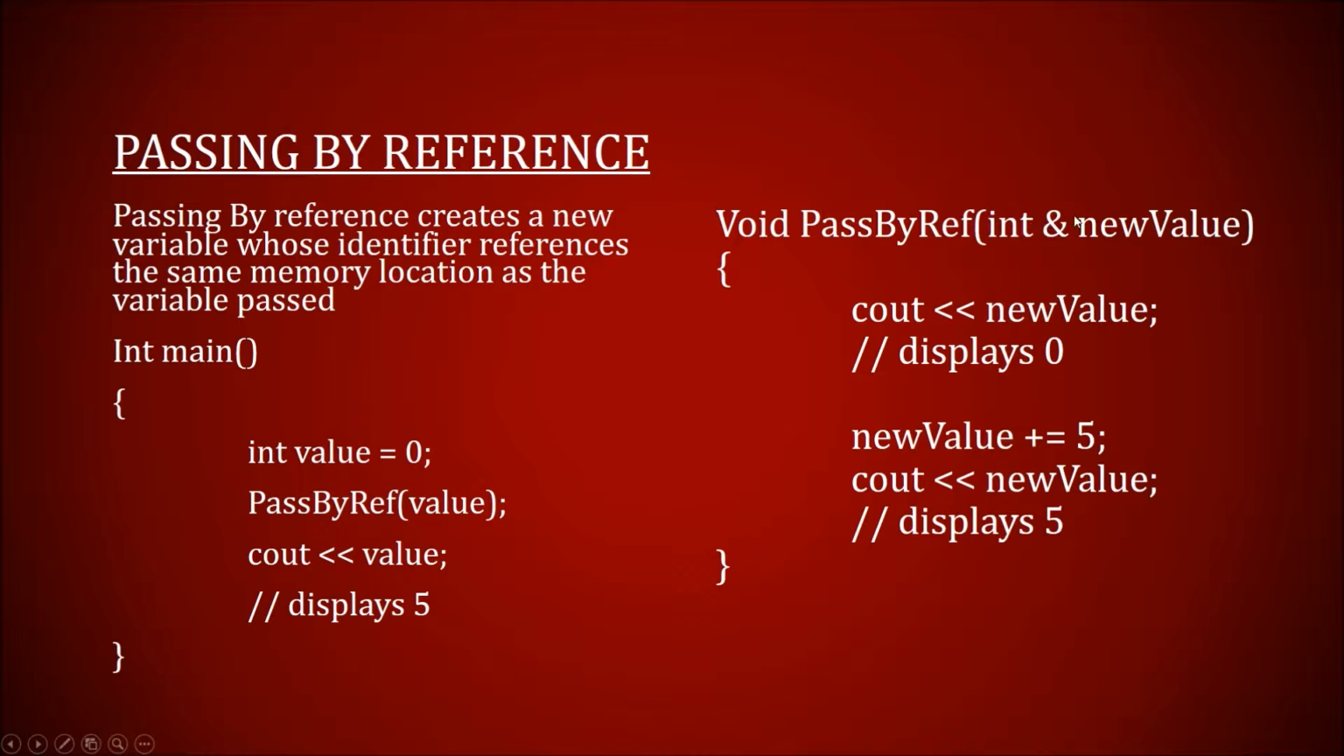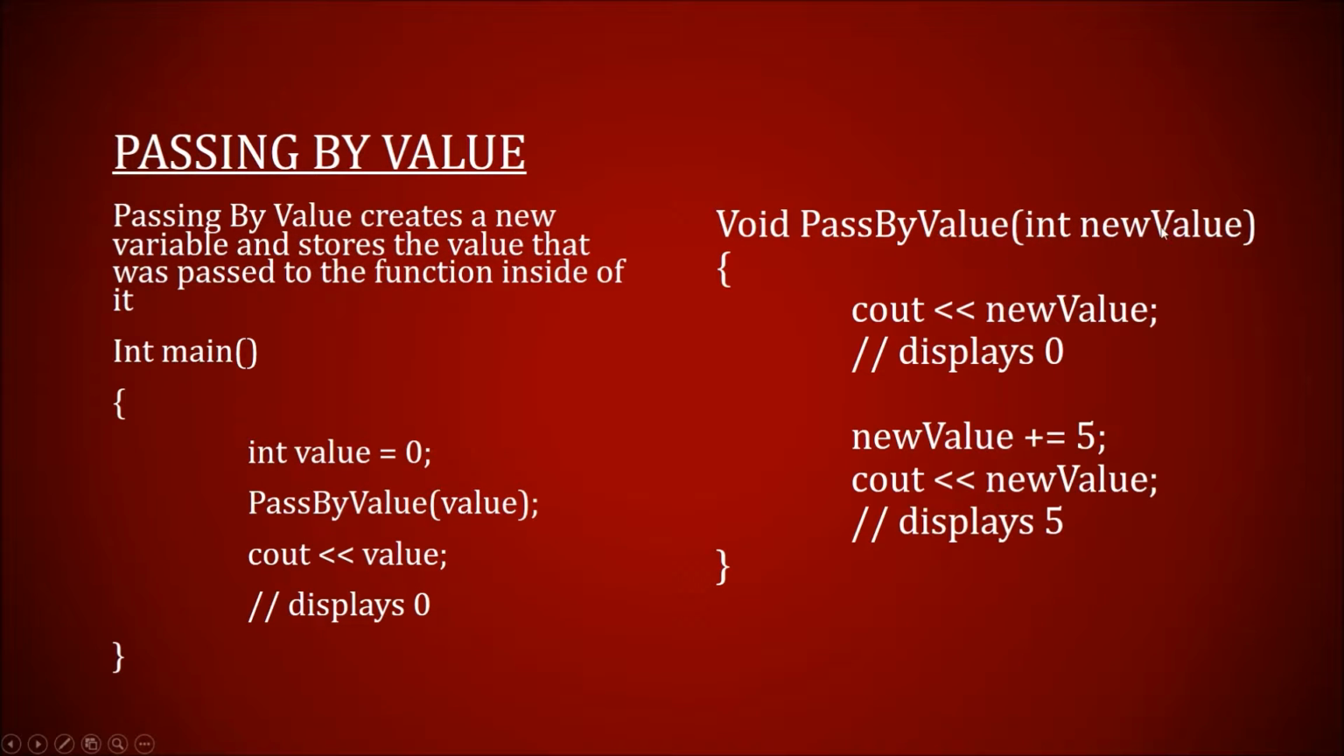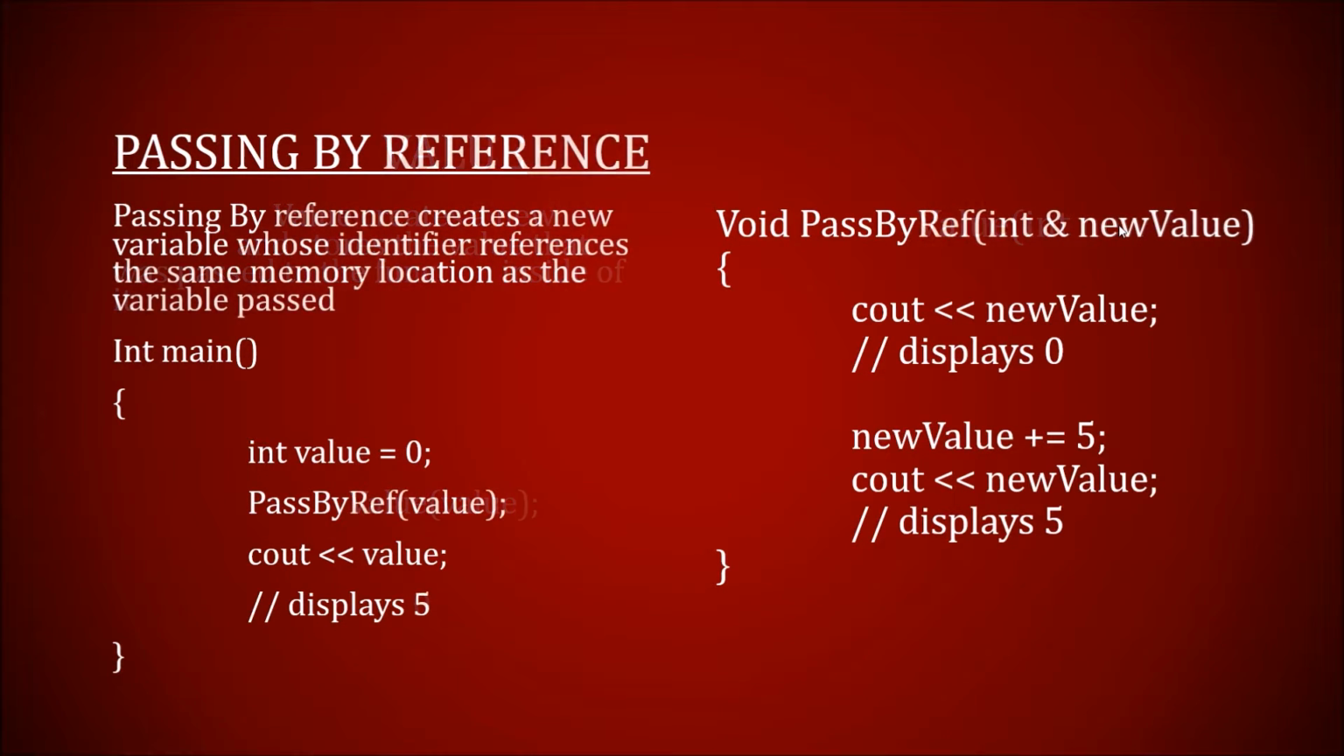and since it is caught as a reference, that's denoted here by this ampersand. That's how you tell the difference. If you look back at the last slide, it was just int value. When you're passing by reference, you want to use the ampersand in between the data type and the identifier, and that lets it know that it is catching as reference.